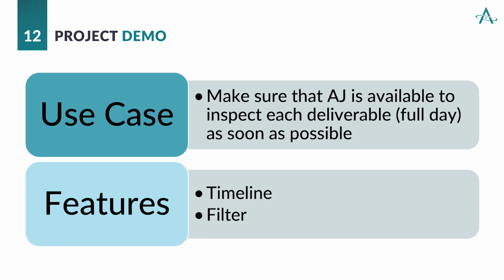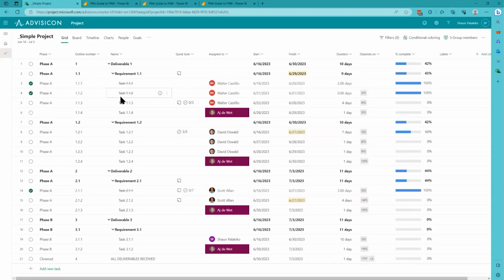All right, for the next demo, I want to make sure that AJ is available to inspect each deliverable as soon as possible. AJ needs a full day to work on this, and what's more important is that AJ's work does not overlap. So I'm going to look at the timeline feature of Project for the Web, as well as the filter feature, again with Project for the Web. Okay, here at the top is where you see different views. Let's flip to timeline.